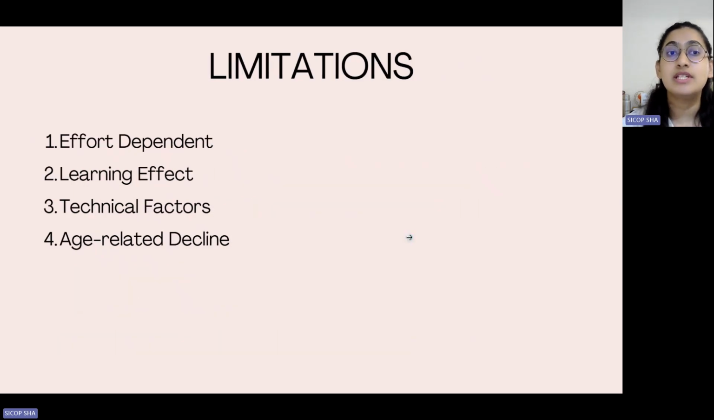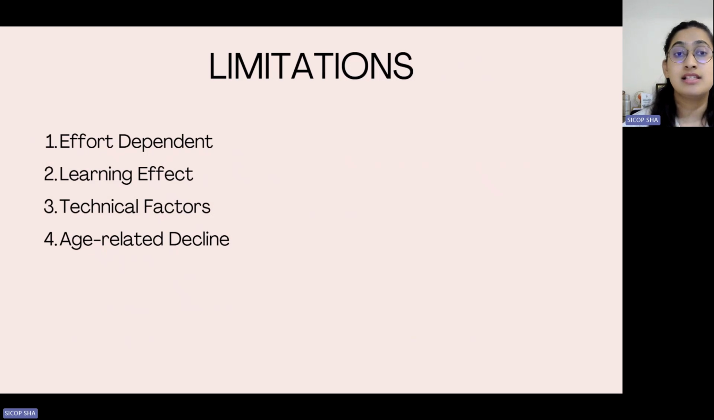Let's understand the limitations of using MIP. First of all, it is effort dependent, which means if the patient is not able to generate the maximal inspiratory pressure effectively, or is not able to perform the assessment properly, the MIP readings might differ.